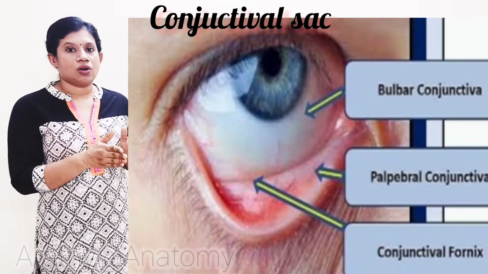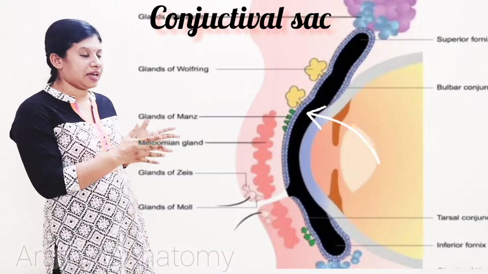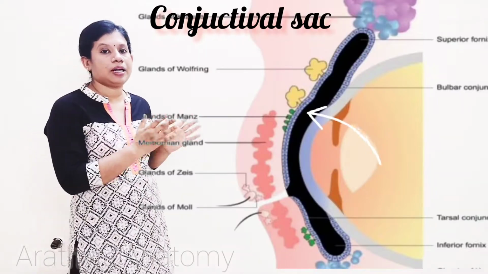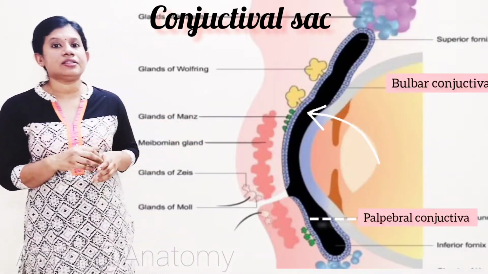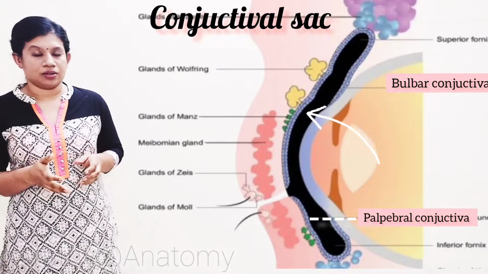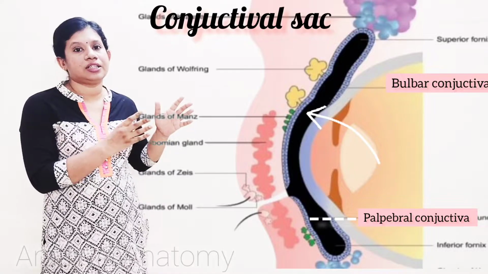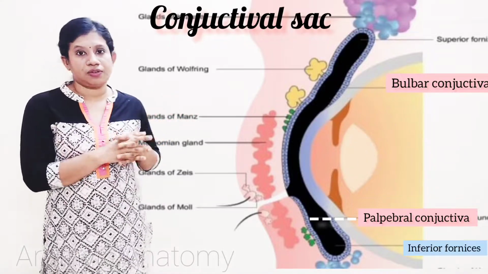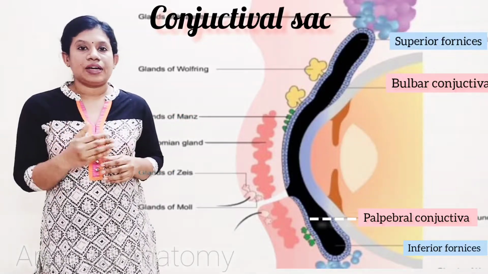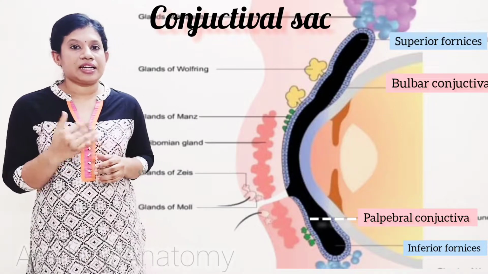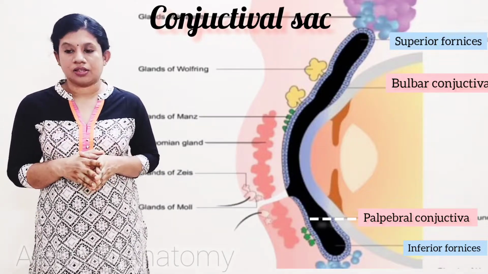When the eyelid is closed, you can see a potential space present in between the palpebral and bulbar conjunctiva, that is called the conjunctival sac. Okay, so this is called the conjunctival sac. Most of the ducts open into the superior conjunctival fornix, as I mentioned. So now we have to see what these superior and inferior conjunctival fornices are.